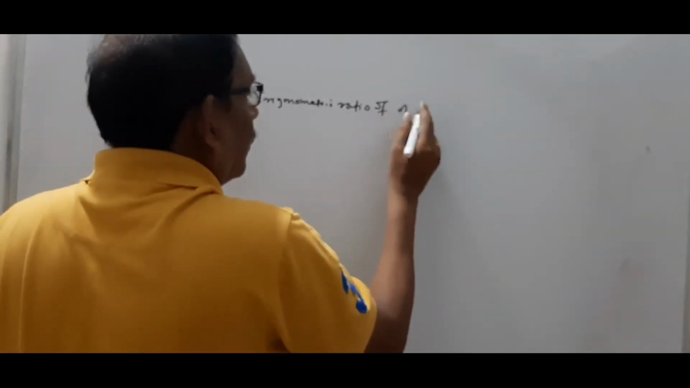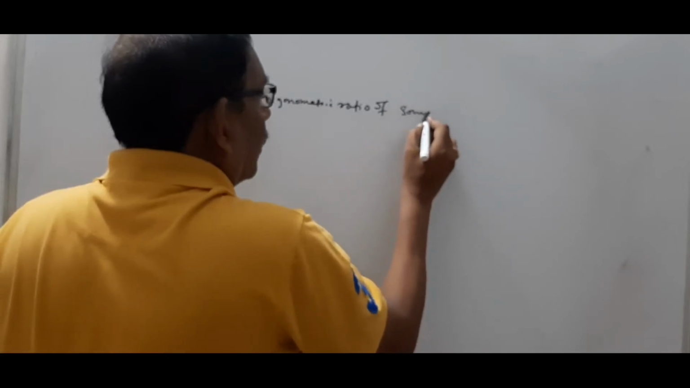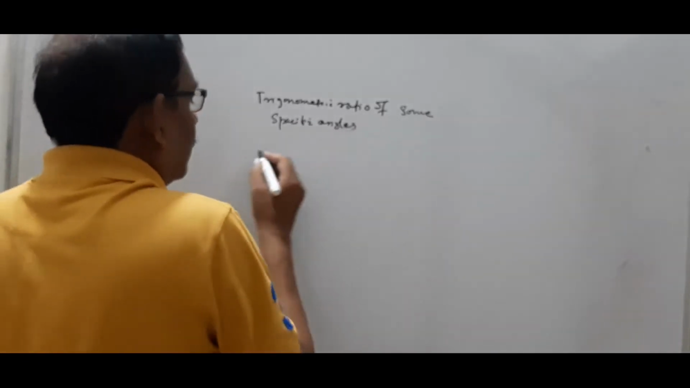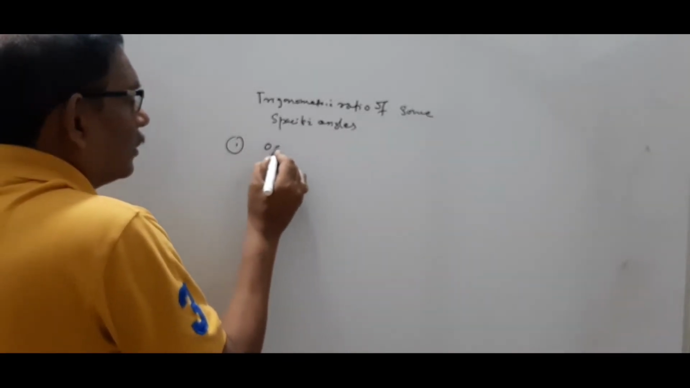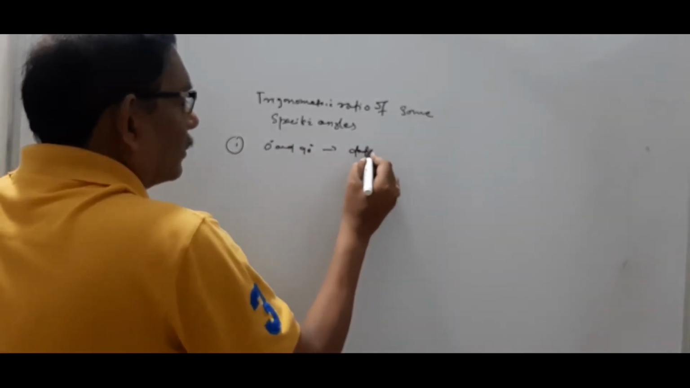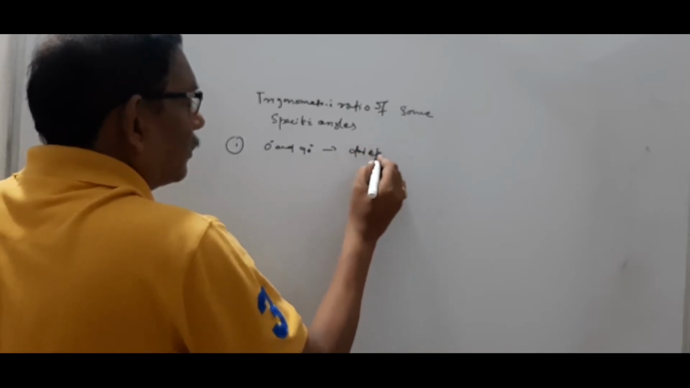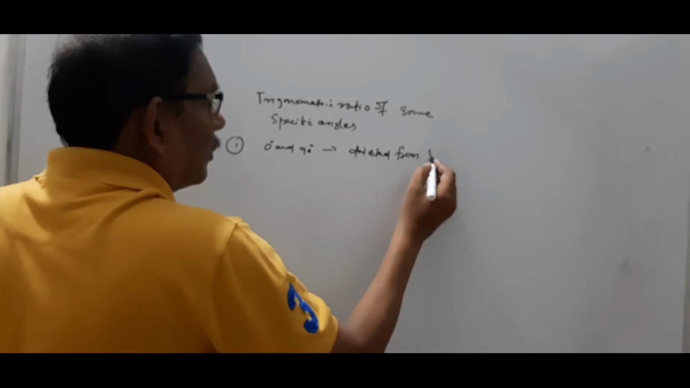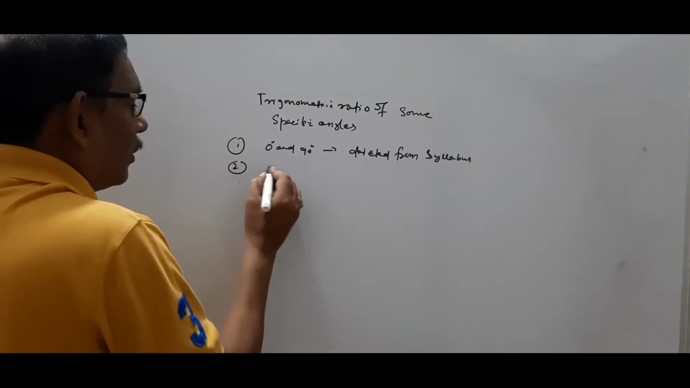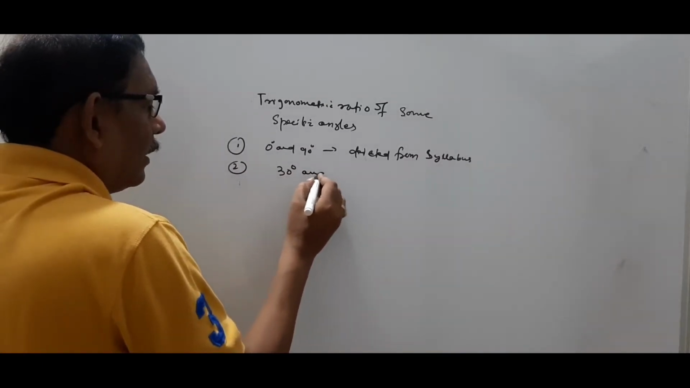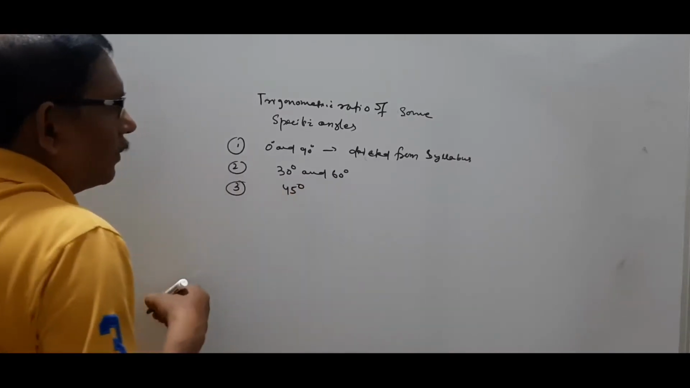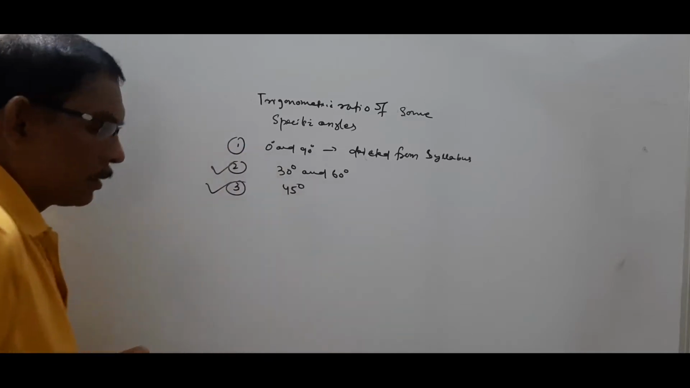Ratios of some specific angles. Number one is 0 and 90 degrees, deleted from your syllabus. Only read 30 degrees and 60 degrees. The third one is your 45 degrees. These are what you have to discuss now.